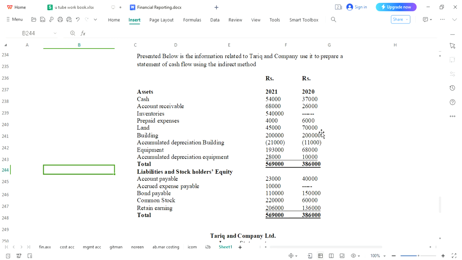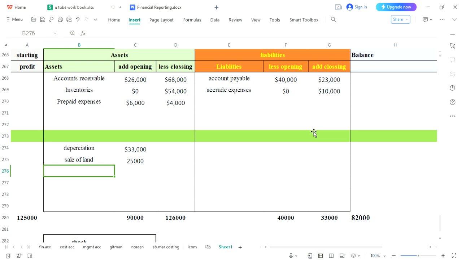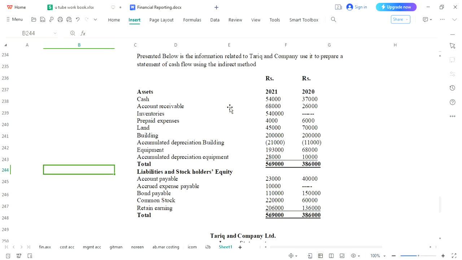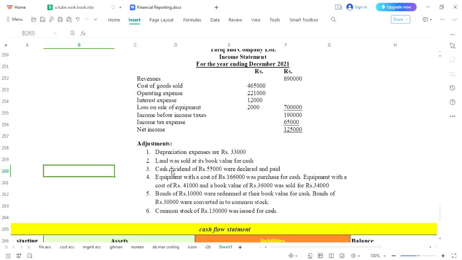Old value was 70,000 in 2020, and current value was 45,000. And you have sold it at the book value, that means 70,000. So the difference is your profit. Difference is extra cash you have received. That is 25,000 and you have posted it because it is extra cash you have received. That is why it is adding. Cash is increasing.